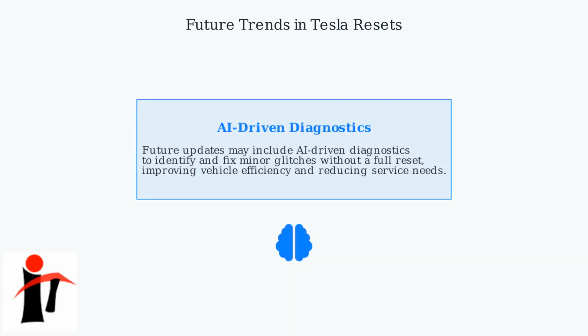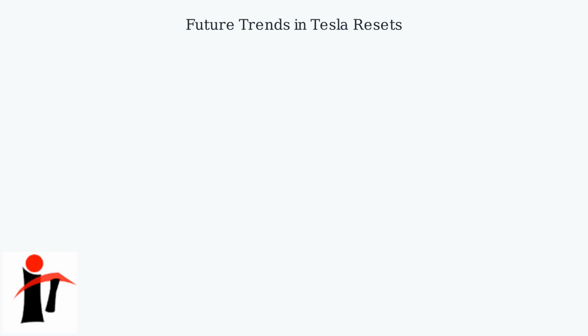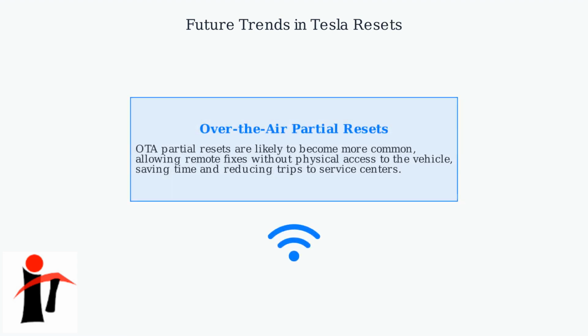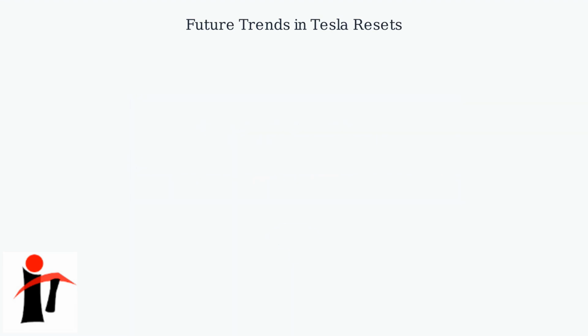Future trends in Tesla resets are shaping the way vehicle maintenance and updates are handled. One emerging trend is AI-driven diagnostics, where advanced artificial intelligence will analyze vehicle systems to detect and resolve minor issues automatically, potentially eliminating the need for full factory resets in many cases. Over-the-air partial resets are expected to become standard, enabling Tesla to perform targeted software fixes remotely through cellular connections, reducing the need for owners to visit service centers.